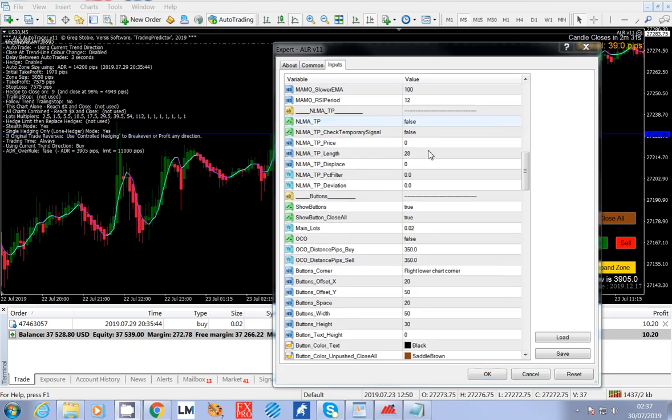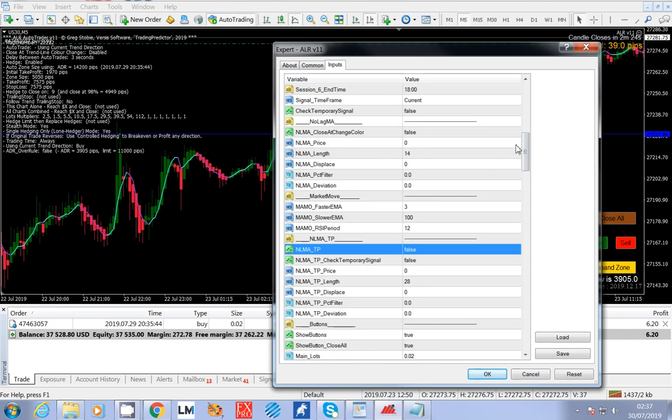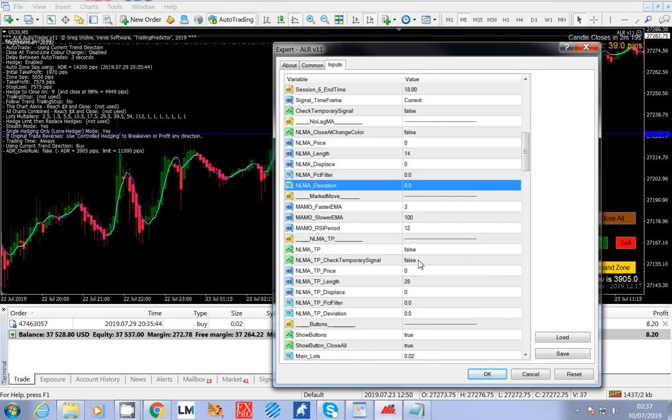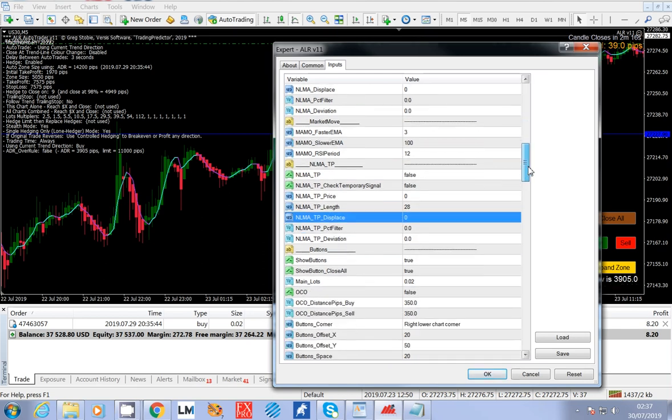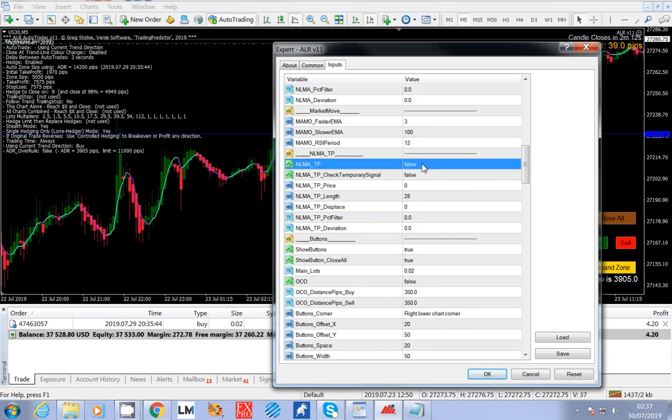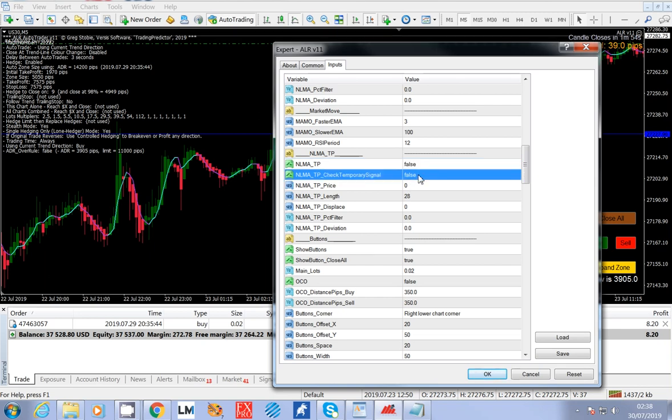MATP. This works in the same way as the previous no lag MA with regards to the settings of these things here. But the purpose of this feature is for the ALR to close when the trend line color changes. So it will open at the color change and it will close at the next color change, based on, again, the first candle, current candle, or the previous candle, like I described before. That's what this check temporary signal setting does. It tells the ALR to look at the current candle compared with the previous candle. If it's the same, then count that as a change in color.